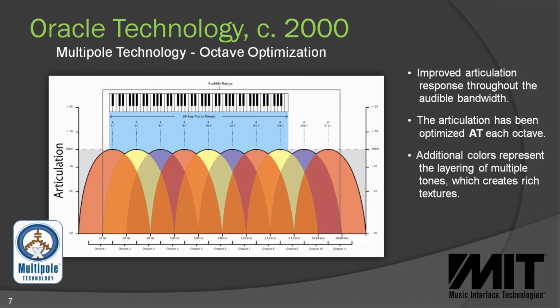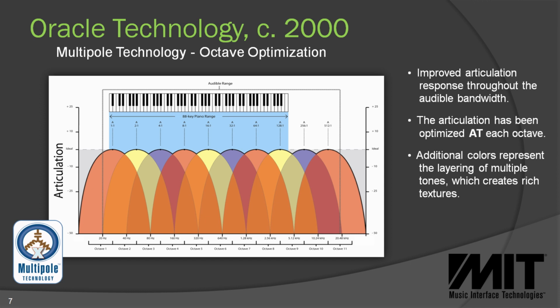Now, what I'm showing you right now is a graph. As an MIT dealer or distributor, you've seen the articulation graph before. I'm sure it's on most of our packaging or inside. So I won't get into exactly what this graph tells you, but the horizontal axis is the frequency bandwidth, the vertical axis is articulation. Now that dotted line right down the center is ideal articulation.